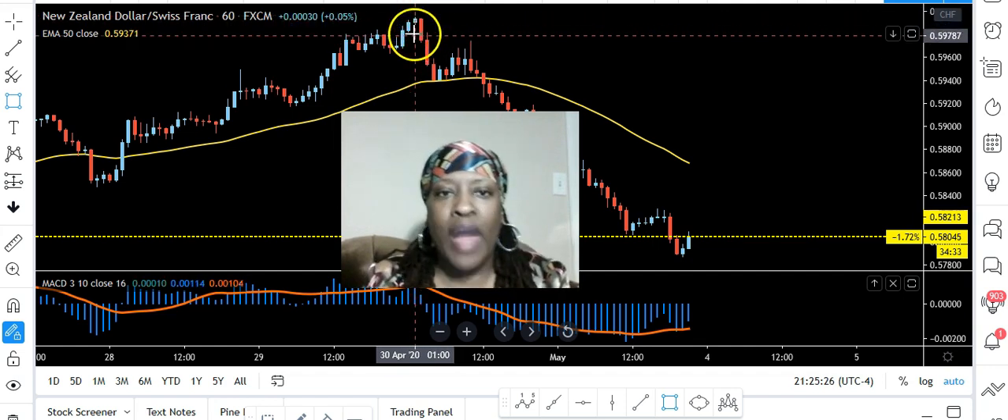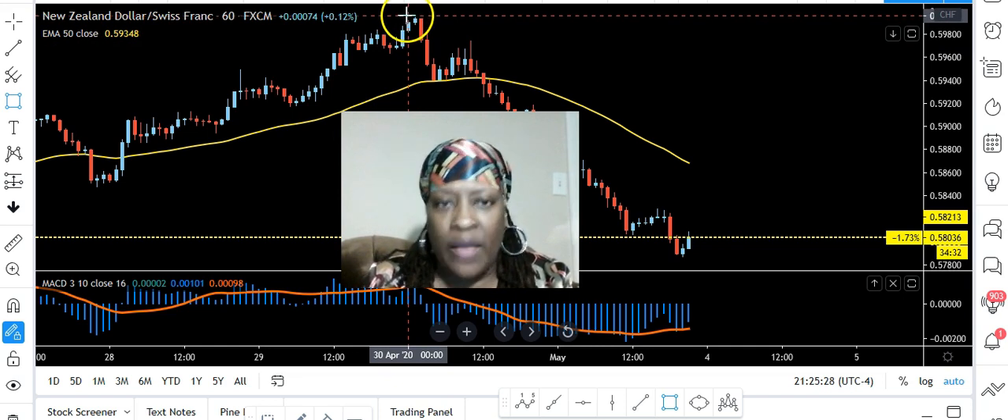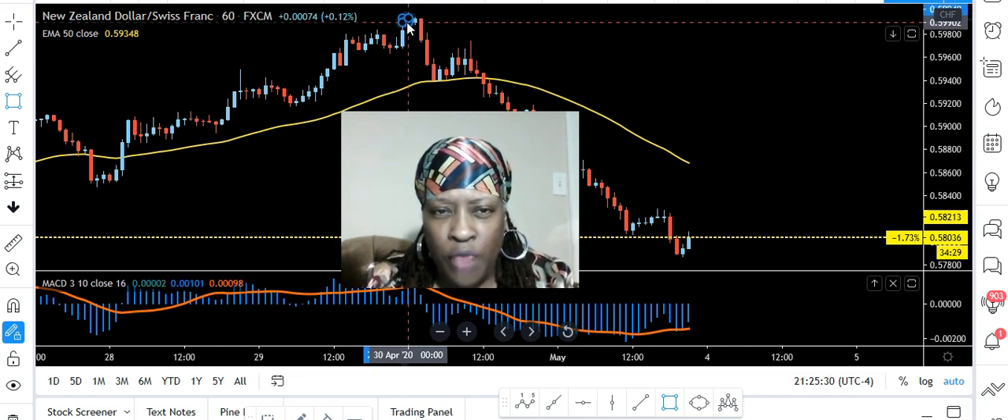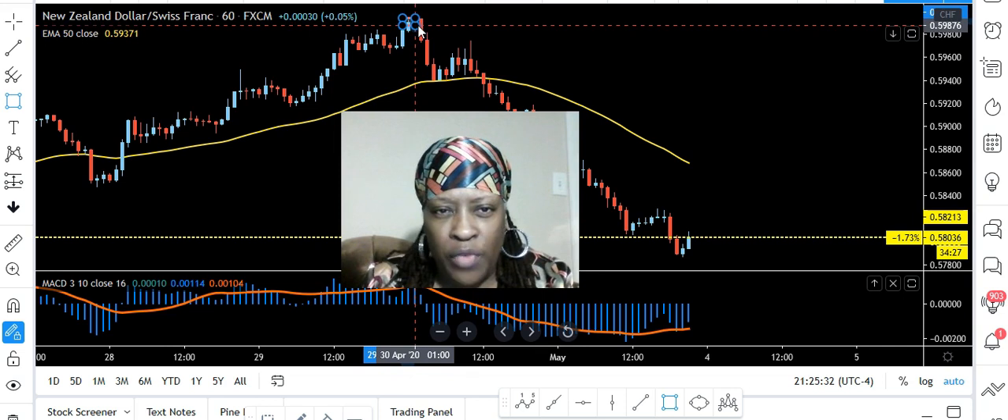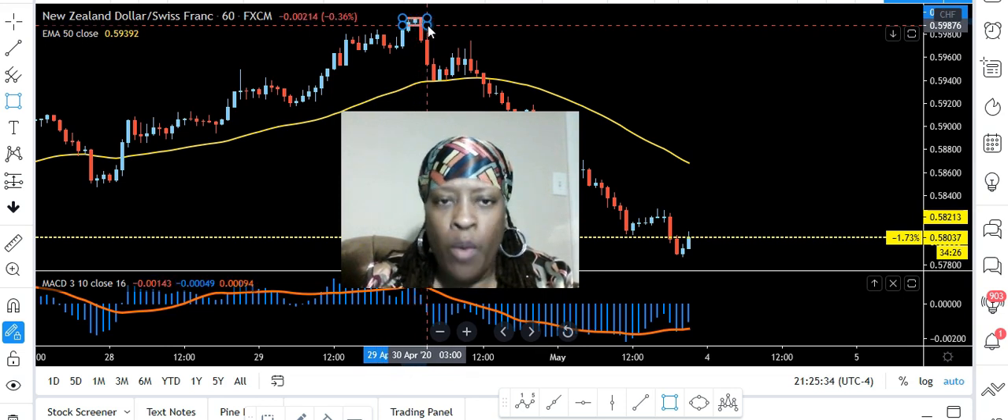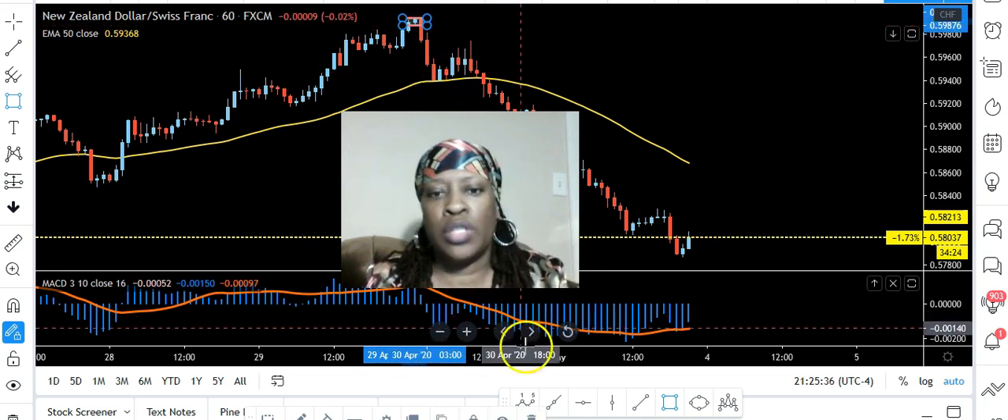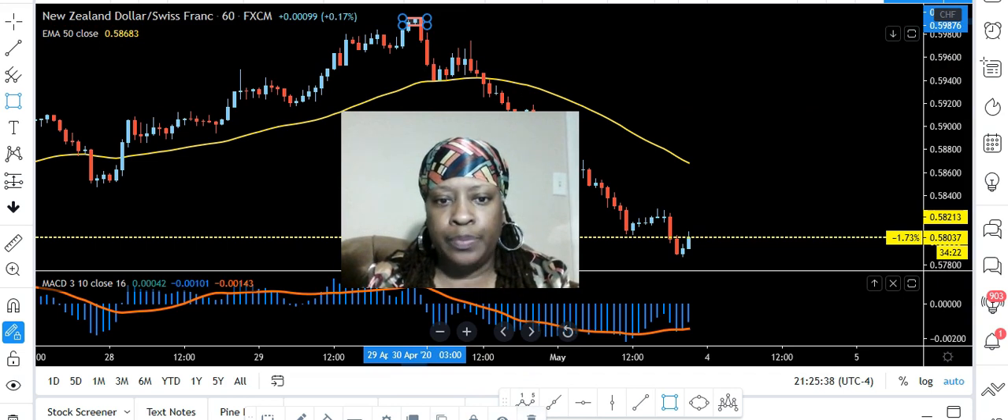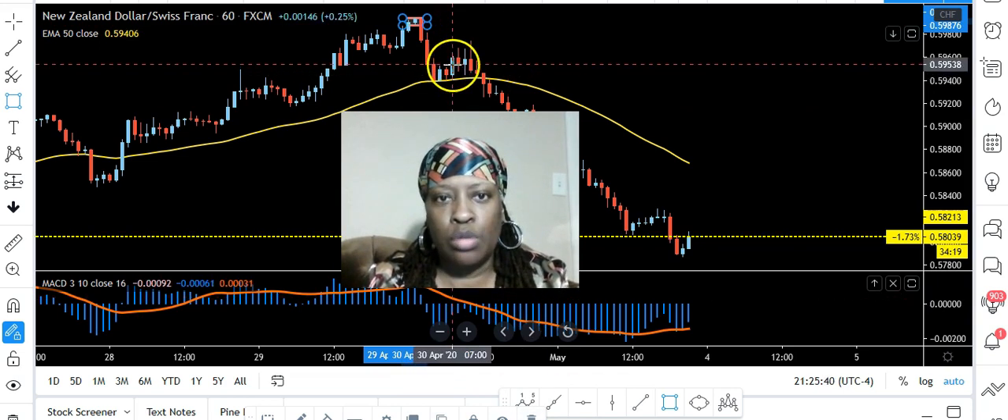All right, so right here, total qualified engulfing candle. Total qualified engulfing candle right there. And what I like to do is take my tool, of course, and where's my little tool thing?